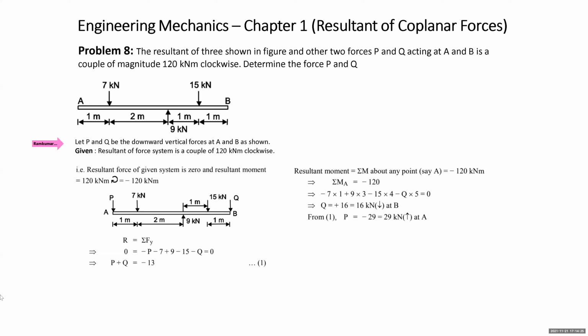It is reducing to a couple means the resultant force will be zero. See, he has given the answer of the resultant that it's a couple. A couple comes only when the resultant force is zero. So the hidden fact about the problem is that the resultant force of the given system is zero. And the resultant moment is 120 kilonewton meter clockwise, which means minus 120 kilonewton meter.